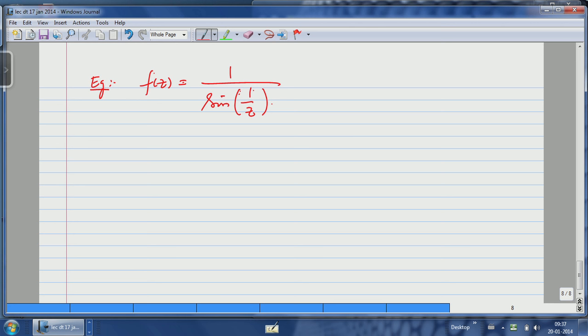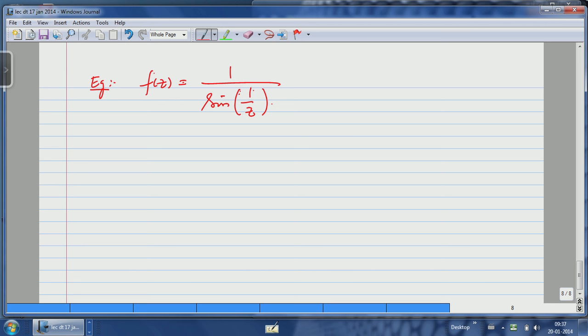Look at this function, 1 by sine 1 by z. The point is that whenever you take the reciprocal of a function, your reciprocal is always in trouble whenever the function vanishes. So when I write 1 by sine 1 by z, this is cosecant of 1 by z. And the problem with this function is whenever the denominator, sine 1 by z, vanishes, and you know sine 1 by z vanishes whenever 1 by z is n pi. So the problem is at the points z equal to 1 by n pi, where n is an integer. Okay, so these are the points, and among these, you can see that the function sine 1 by z already involves 1 by z, and 1 by z is not defined at 0.